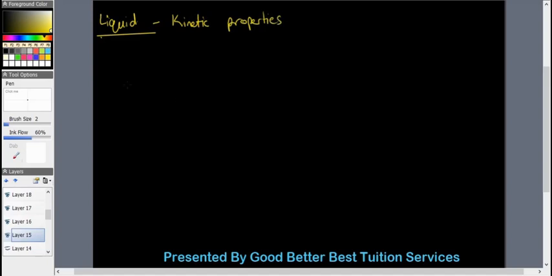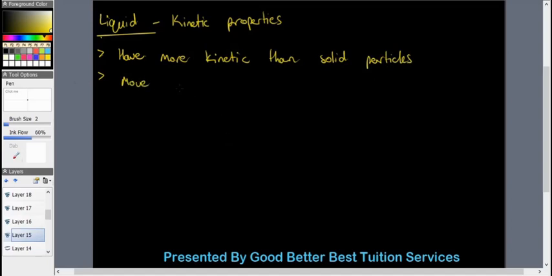Okay, first of all, these particles have more kinetic energy. Intuitively we could have realized that they do in fact have more kinetic energy than solid particles, or particles of a solid. Okay, the particles do move about freely, right? So they move about freely.